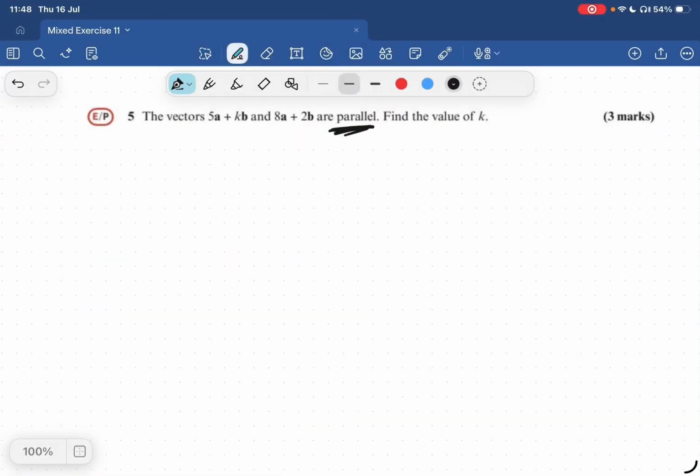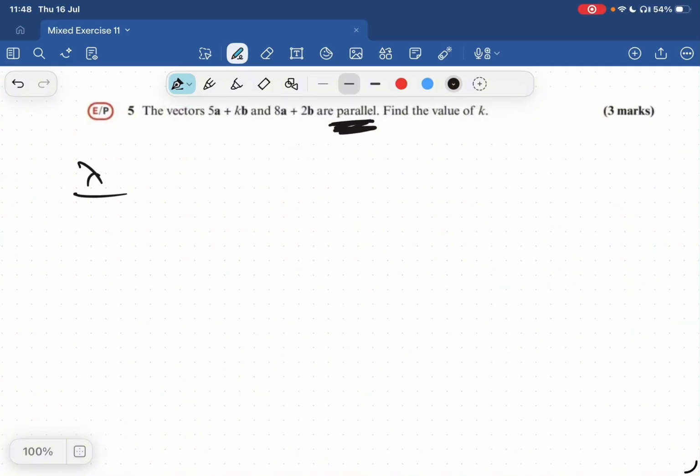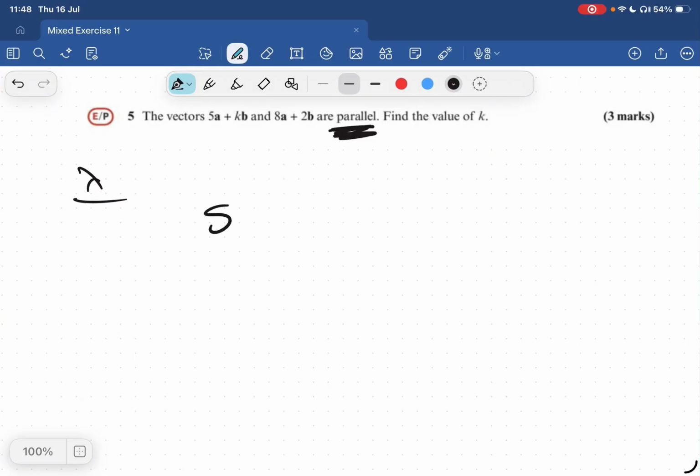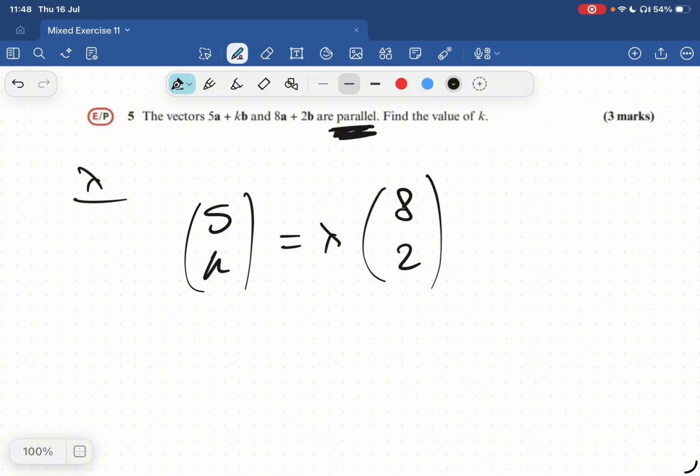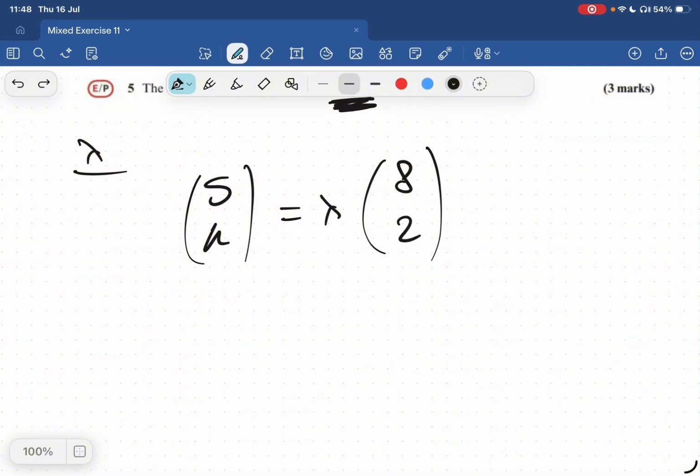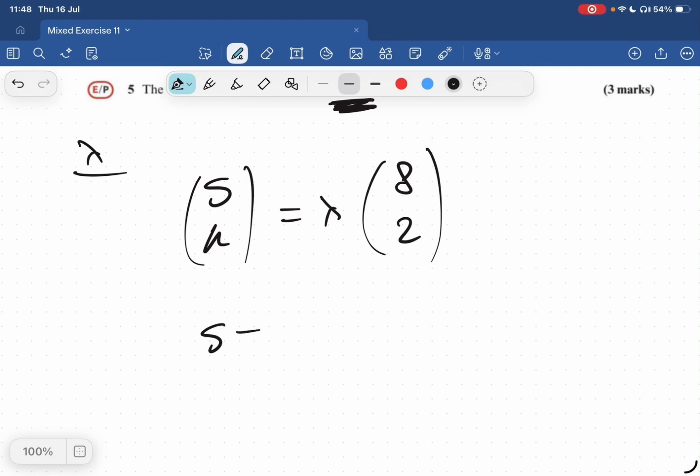Here we have question 5, and yet again we're thinking about parallel lines. If they're parallel, they need to share a scale factor. So let's write these two vectors: 5k, and 8, 2. For them to be parallel, we can say they're equal with this scale factor. So 5 equals 8 lambda. This means that lambda must equal 5/8.